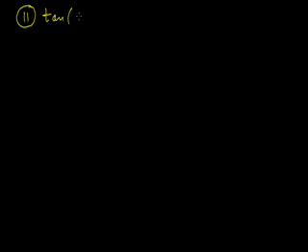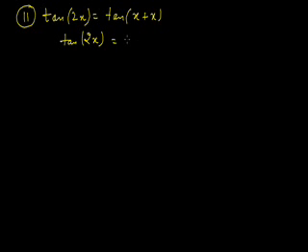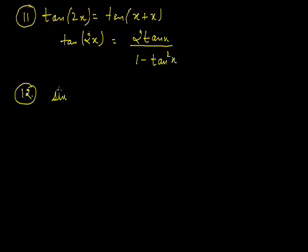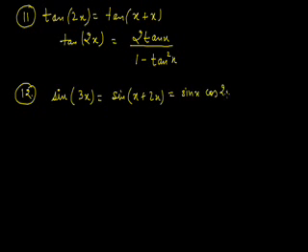Similarly, we can obtain the formula for tan 2x also by writing it like this: tan of x plus x. On simplification, you will get the formula as tan 2x is equal to twice of tan x upon 1 minus tan square x. In this way, we can also find the value of sin 3x. Sin 3x can be written as sin x plus 2x. So it will become sin x cos 2x plus cos x sin 2x.